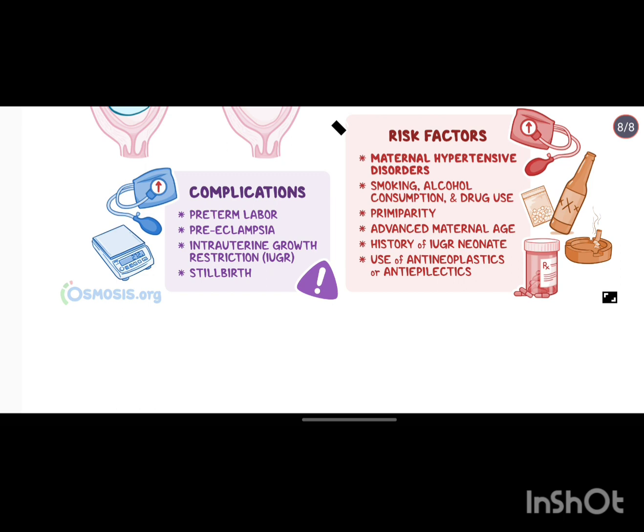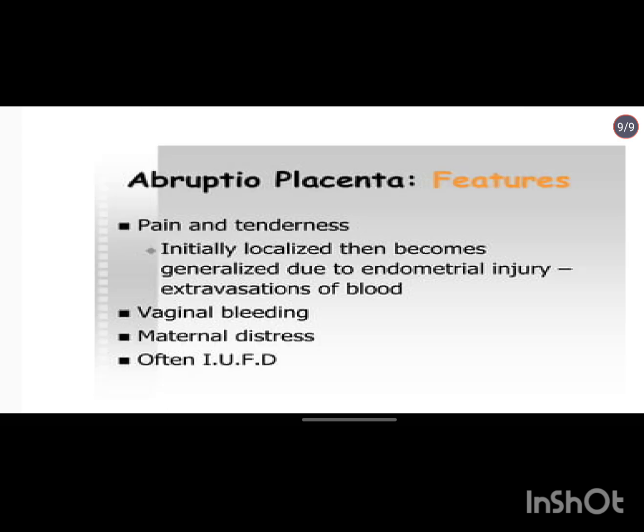And I already told you, when the placenta is not able to provide proper nutrients and oxygen to the developing fetus, the fetus is ultimately going to suffer from growth retardation in utero and also stillbirth. So these are the complications of placental abruption. Now let us see what the clinical features of abruptio placenta are.